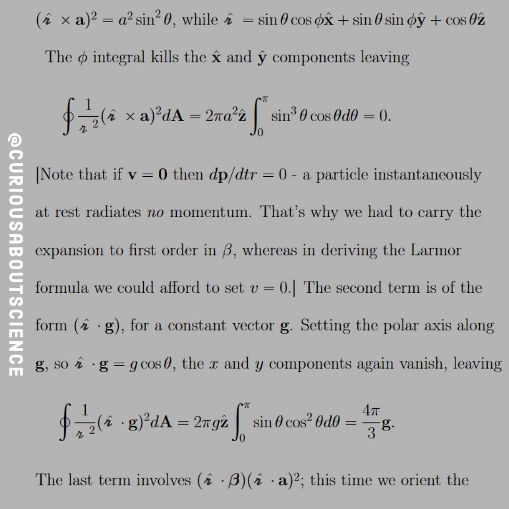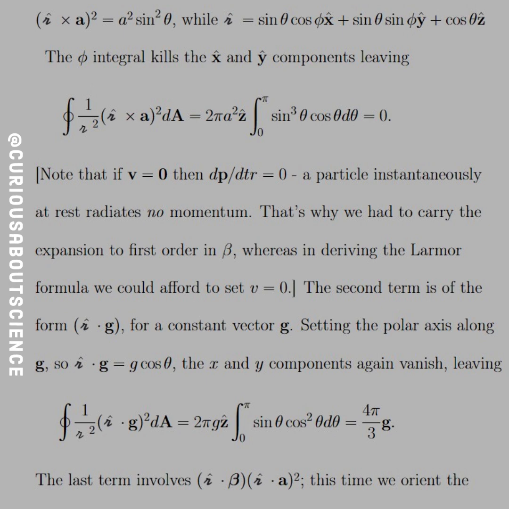Cool, we like that. Note that if v equals 0, then dp/dt r is equal to 0, and a particle instantaneously at rest radiates no momentum. Makes sense. That's why we had to carry the expansion to the first order in beta, whereas in deriving the Larmor formula, we could afford to set v equals 0.